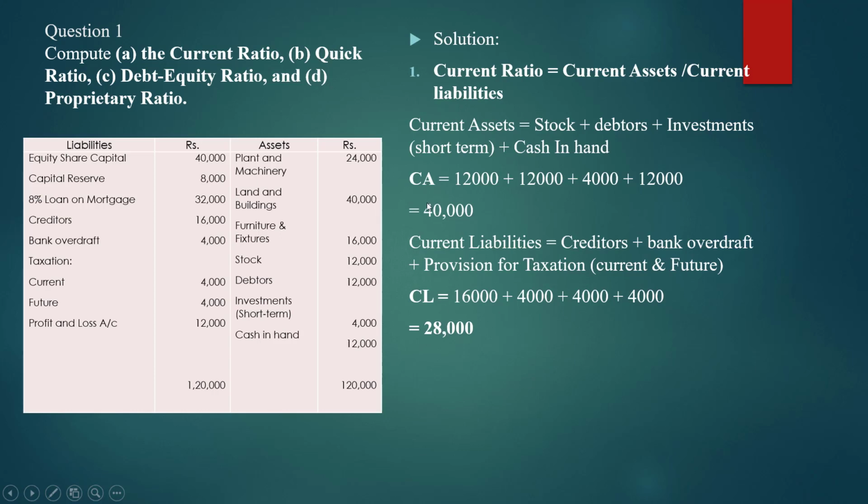Now we know the value of current assets and current liabilities, so we can calculate the current ratio now. 40,000 divided by 28,000, we get the value as 1.43:1. So this is the current ratio which we got. Next is calculation of quick ratio.